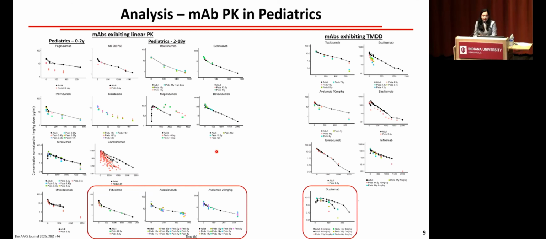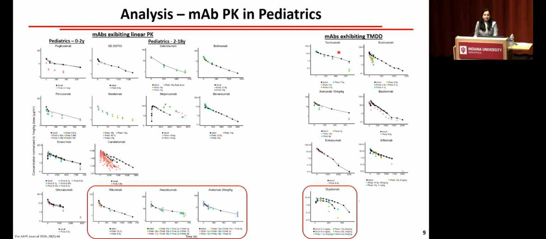Our analysis really showed us three major aspects. For pediatric patients that are less than 2 years of age, we see that for the same mg per kg dose, we see much lower exposures in pediatric patients as compared to adults. In contrast, if you look at patients from about 2 years of age up to 18 years of age, for antibodies which exhibit linear PK, you really don't see much difference, and the PK really overlaps between pediatric and adult patients. In contrast, for antibodies which exhibit TMDD, pediatric patients show much lower exposure at the same mg per kg dose as compared to adults.